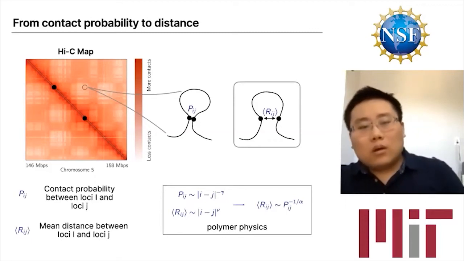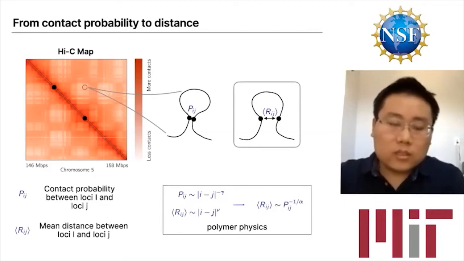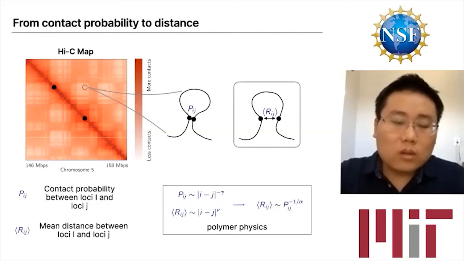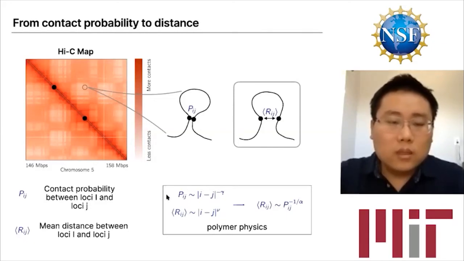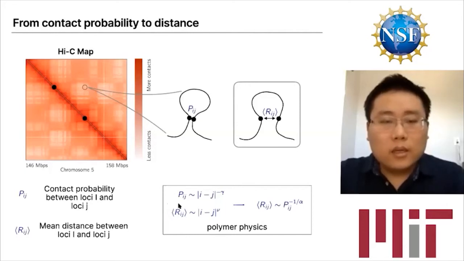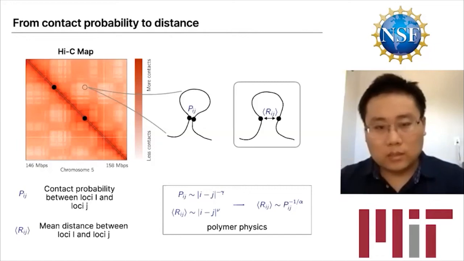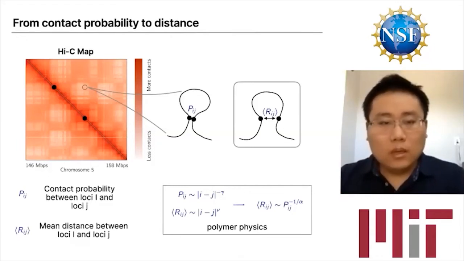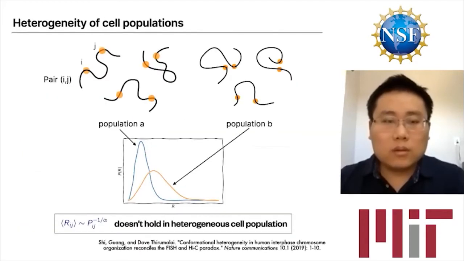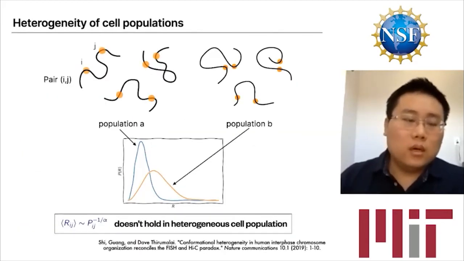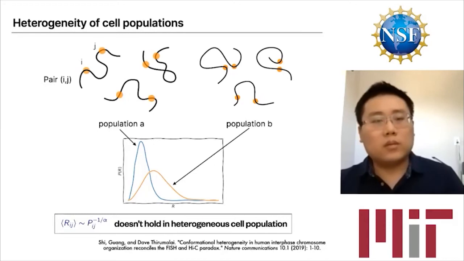So the polymer physics told us that there is actually a power law relation between contact probability Pij and the mean pairwise distance Rij, given by this relation, where the value of alpha depends on the nature of the system. This suggests that we can use this power law relation to convert the HiC contact map to a distance map. However, there is a problem associated with that due to the heterogeneity of cell population.